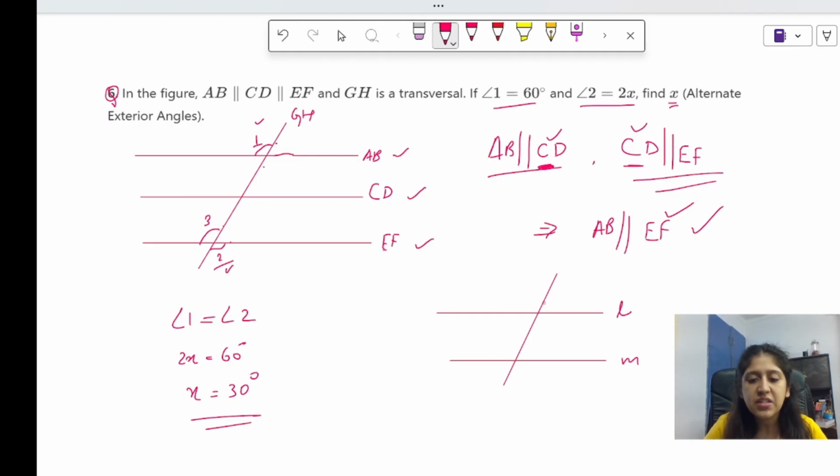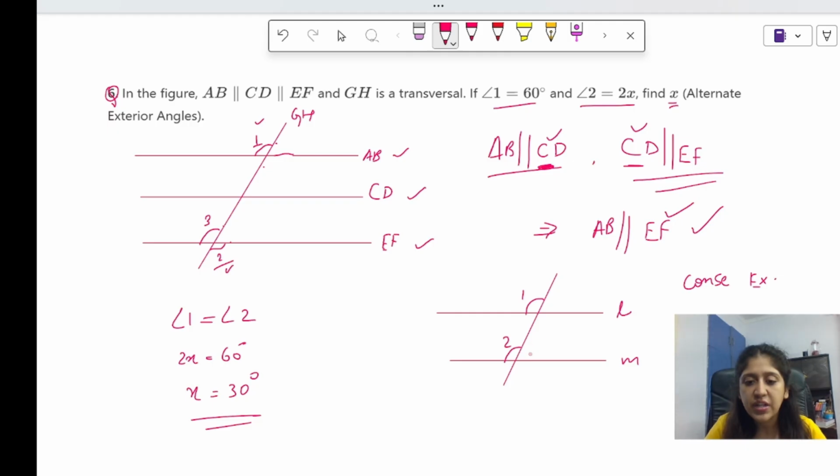Alright, now please tell me if I have angle 1 here and angle 2 here. What is angle 1 and angle 2? Can anybody tell me what is angle 1 and angle 2? Angle 1 and angle 2 are, no, they are consecutive exterior. These are consecutive exterior. Alright, so these are consecutive exterior angles.